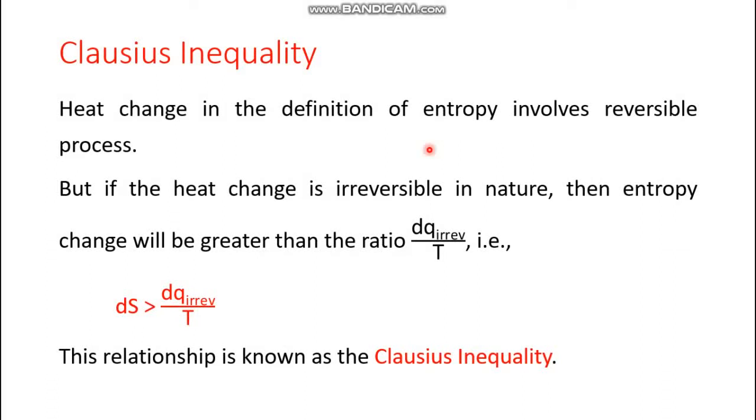Now the Clausius inequality. If we are talking about dq reversible, that means heat change in a reversible process, then what about heat change in an irreversible process? The heat change in the definition of entropy involves a reversible process. But if the heat change is irreversible in nature, then the entropy change will be greater than the ratio dq rev by T. That is, dS must be greater than dq rev by T. This inequality is known as the Clausius inequality.